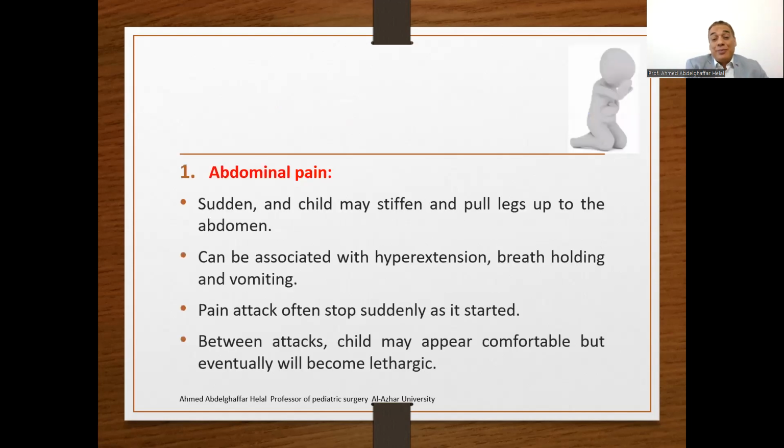Abdominal pain, the first, usually sudden, and the child may stiffen and pull the legs up to the abdomen, can be associated with hyperextension, breath holding, or vomiting. The pain attack usually stops suddenly as it started suddenly. Between attacks of pain, the child may appear comfortable, but eventually will become lethargic and exhausted from dehydration, vomiting, crying, and excessive pain.